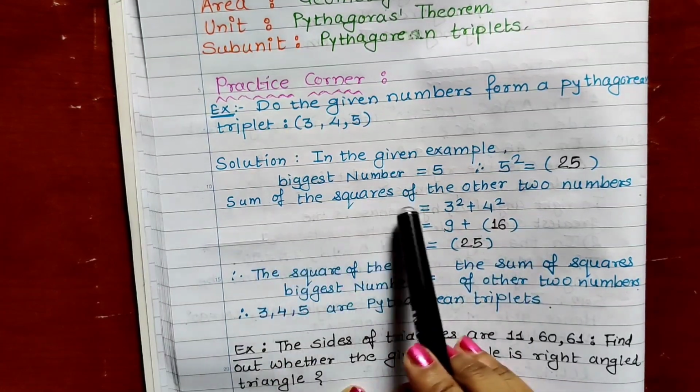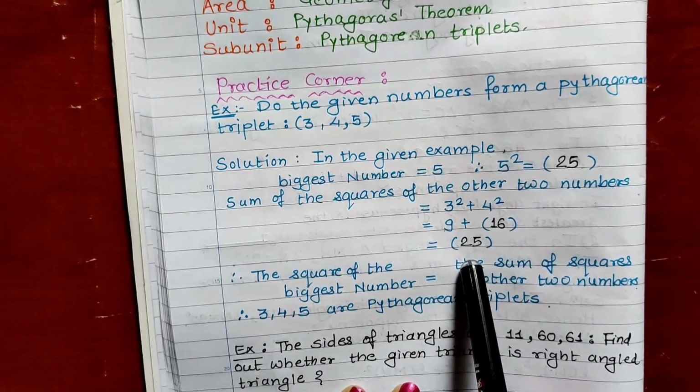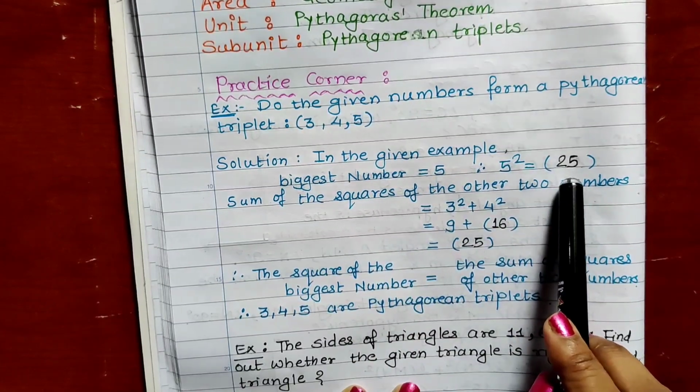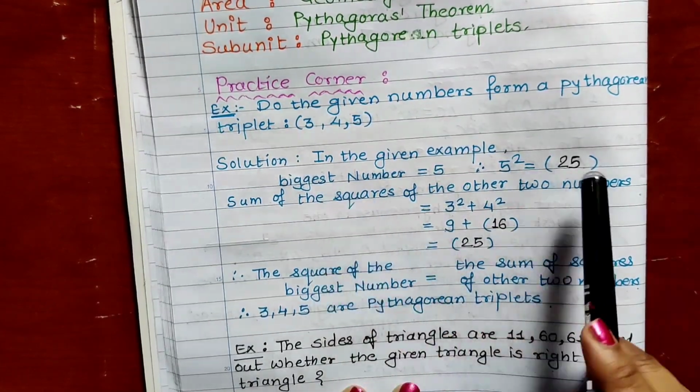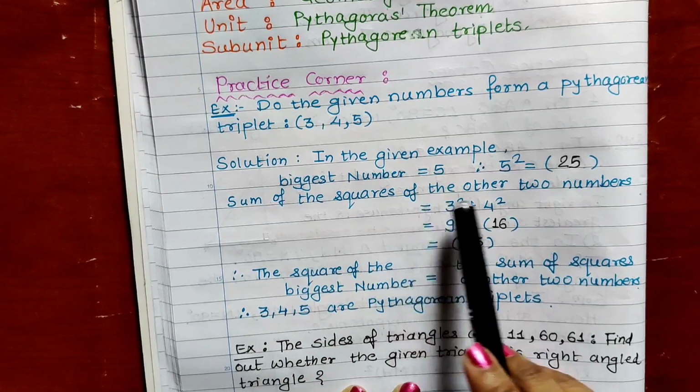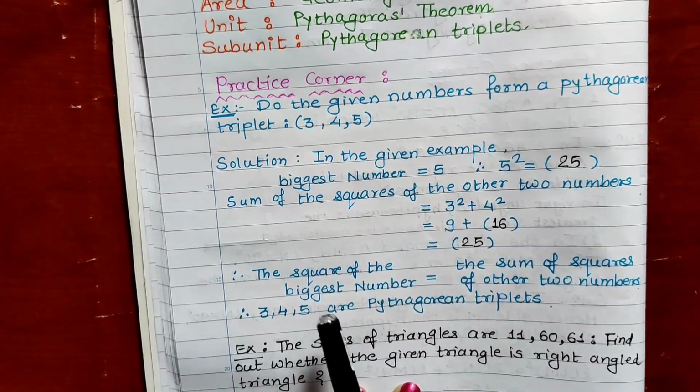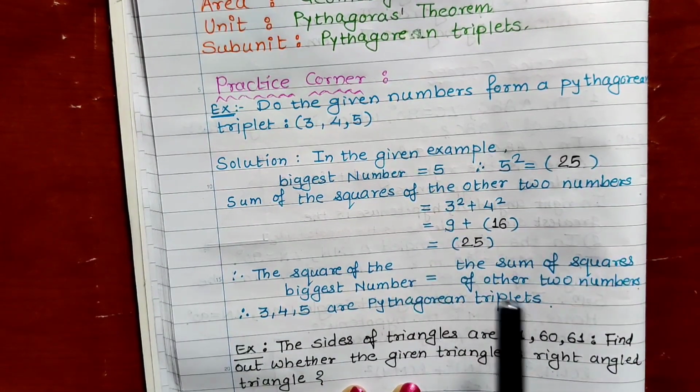So the sum of the squares of the other two numbers is also 25, and the biggest number square is also 25. So when the biggest number square is equal to the sum of the squares of the other two numbers, then those 3 numbers are a Pythagorean triplet.